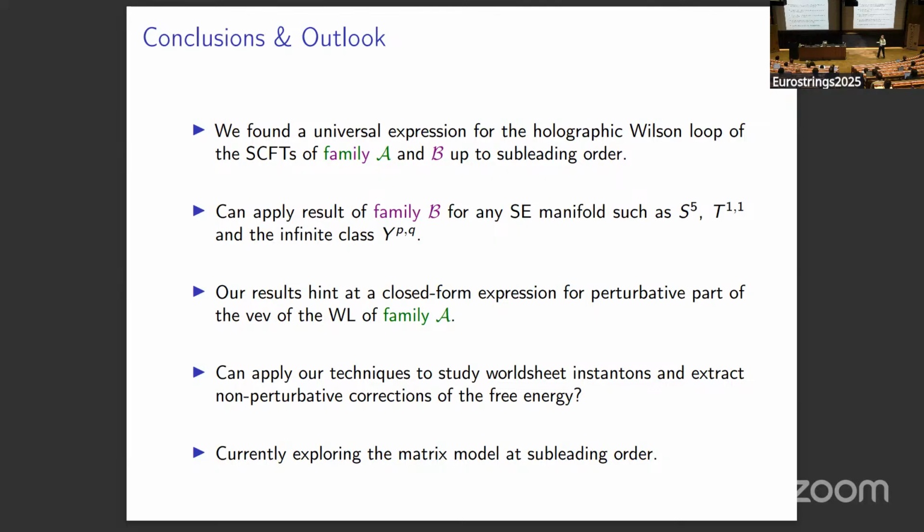And the maybe even nicer thing is that this result, the fact that you have this kind of universal answer for family A, hints at a closed form expression for also the perturbative parts of your answer on the field theory side. Remember that I told you that for ABJM, people have indeed found this analytically to be a ratio of Airy functions. And this also suggests, is it possible to apply our techniques to different observables, such as the free energy? Can we find non-perturbative corrections to the free energy by studying worldsheet instantons, etc.? And currently we're also exploring the matrix model at sub-leading order, because it's very interesting to check if this indeed matches the field theory predictions.